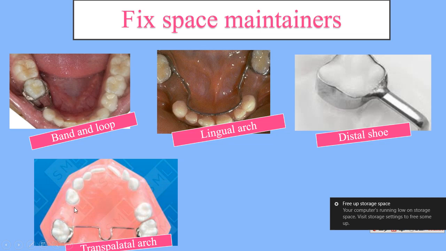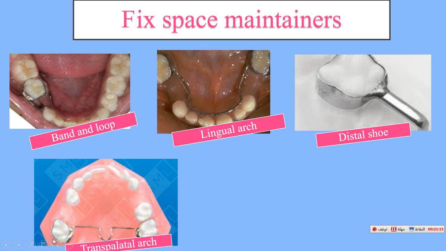This is used unilaterally, because if we use a transpalatal arch with bilateral missing of the deciduous teeth, this leads to mesial movement of the first permanent molar. To prevent this problem and the complication of bilateral premature loss, use it only unilaterally.